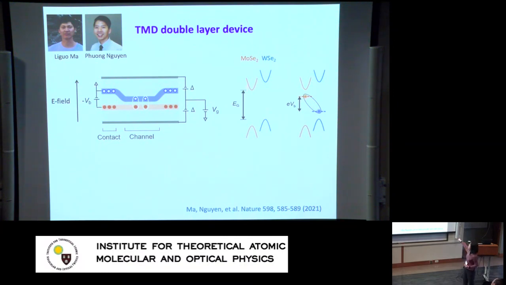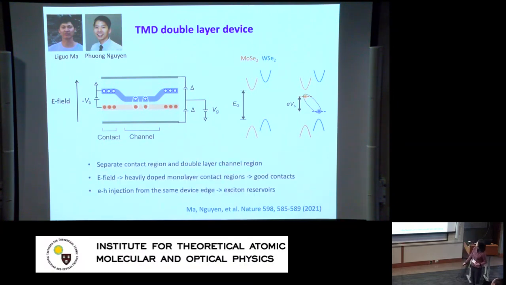Gee, what's the horizontal size of this thing? Okay, so this we can do on the order of a few to 10 microns. Using this scheme, we can separately contact the electron layer and the hole layer, and the electrons and holes are injected from the same device edge. So you can think of those electrodes as exciton reservoirs. They come from the electrons.